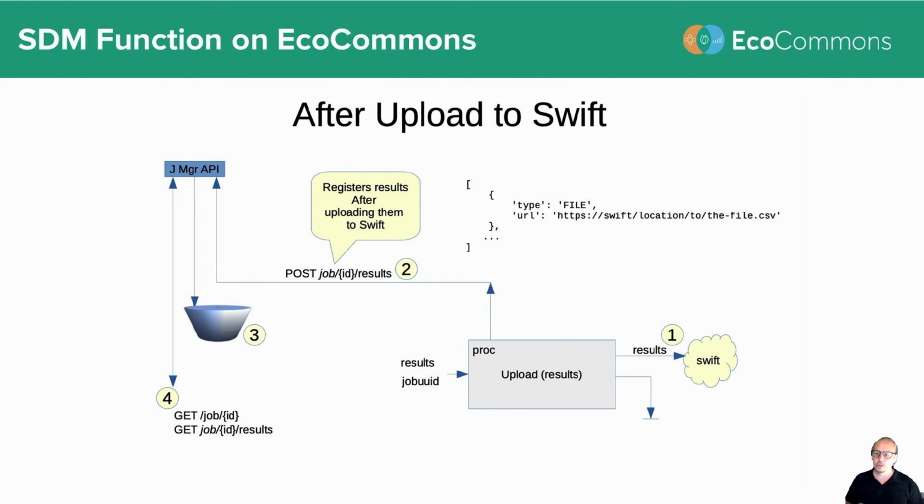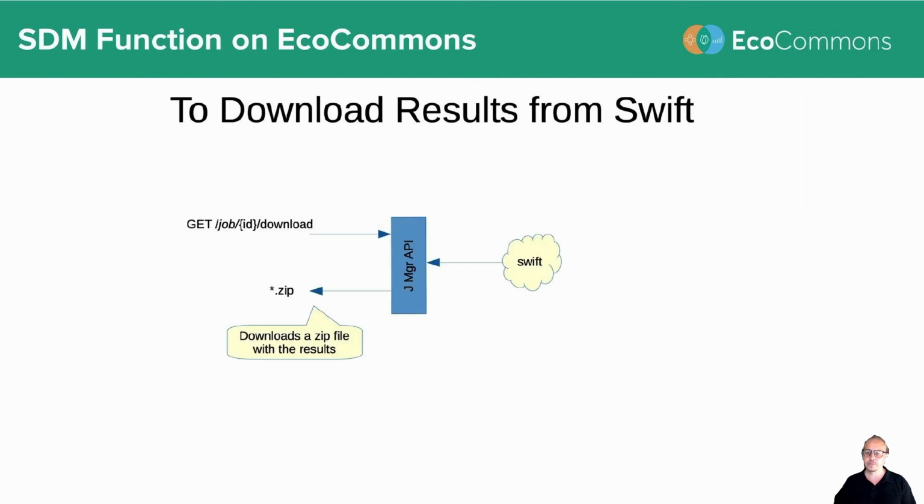And after upload to Swift, we register the result back, update the job record, and link the result set back to the original job so that the user will have full access to this once they go through their user dashboard and browse the results. They can view these results in the result manager component inside the EcoCommons platform. And all access to Swift, which is the object store where all results and user data is stored, goes through our APIs that authenticate the user and authorize them to what kind of content they're available to access.